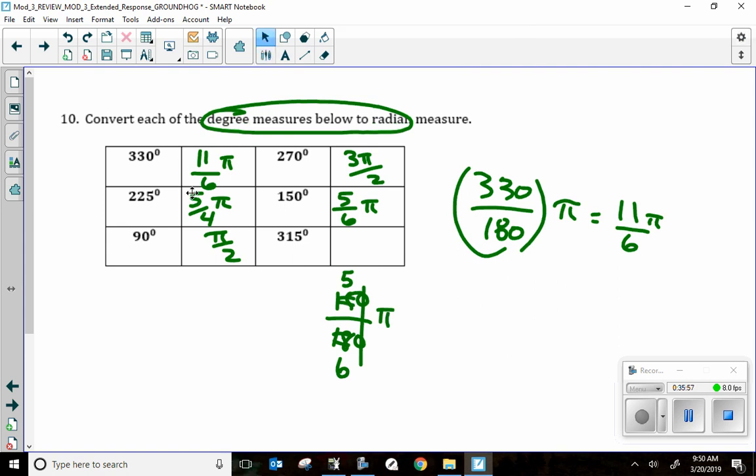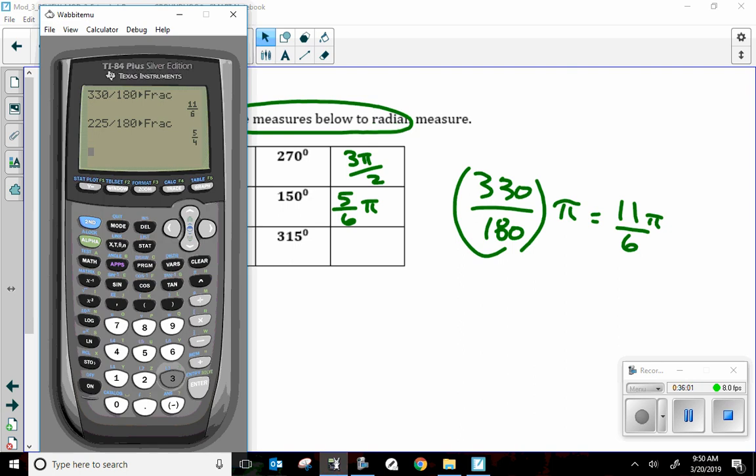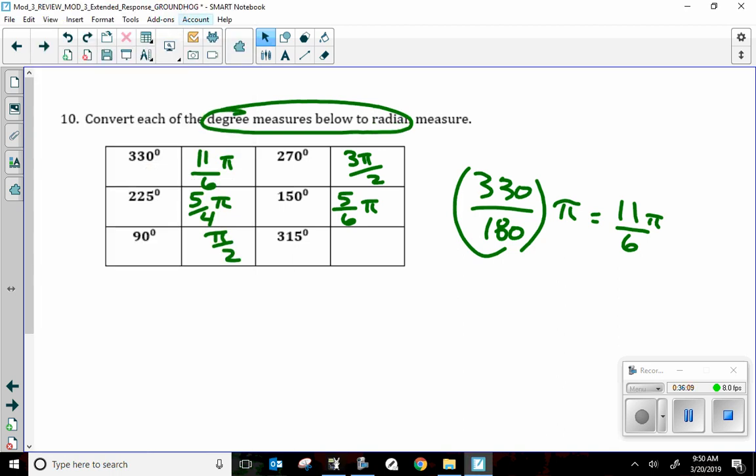The last one is 315. 315 divided by 180. Math, enter, enter. It's 7/4. So it is 7/4, and we slap a pi on it. That's relatively easy. And if you can convert back and forth between degrees and radians, that is going to be something special for you.